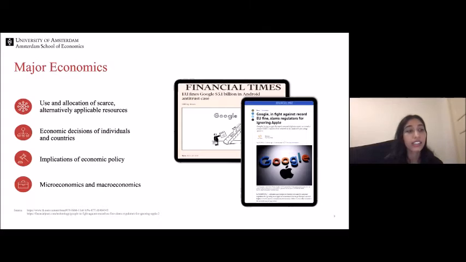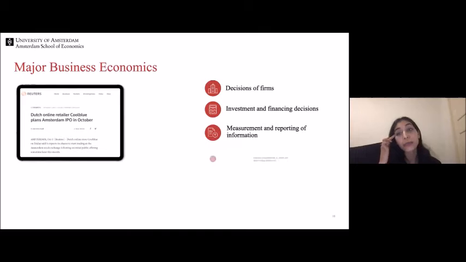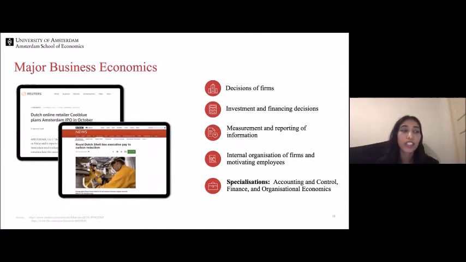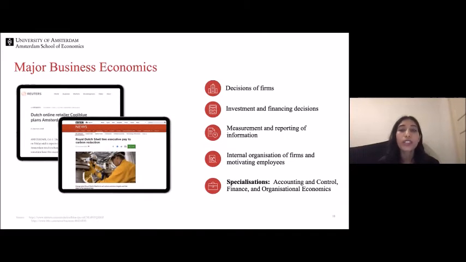If you choose to major in business economics, on the other hand, as opposed to individual decision-making, you will be learning about firm decision-making, but the focus is more on investment and financing decisions. You will learn more about measuring and reporting of information and how a firm is organized internally, and what the driving factors are that incentivize employees to do certain things or quit, etc. So the specializations available here are threefold.